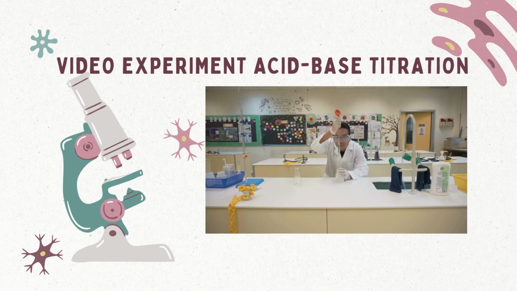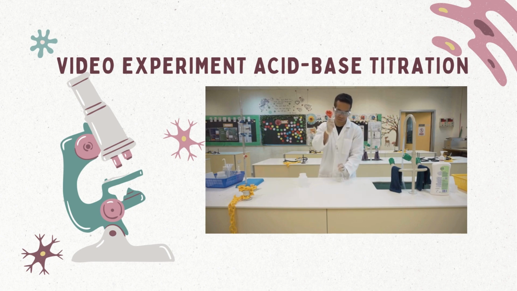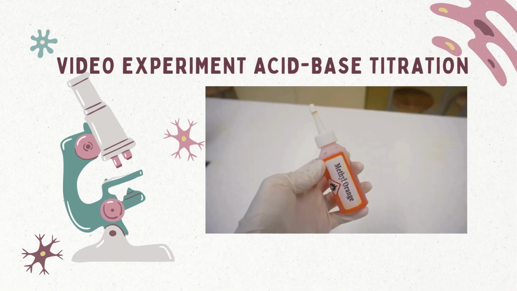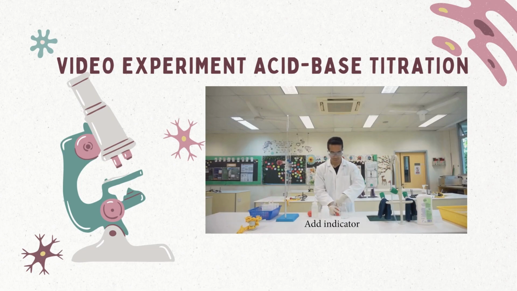Once done, it is now time to fill the pipette with acid. Transfer 25 ml of the acid into the pipette using the pipette filler. Next, transfer the 25 ml of acid into the conical flask. Next step will require you to add the indicator if needed. Be sure to add 2 to 3 drops.